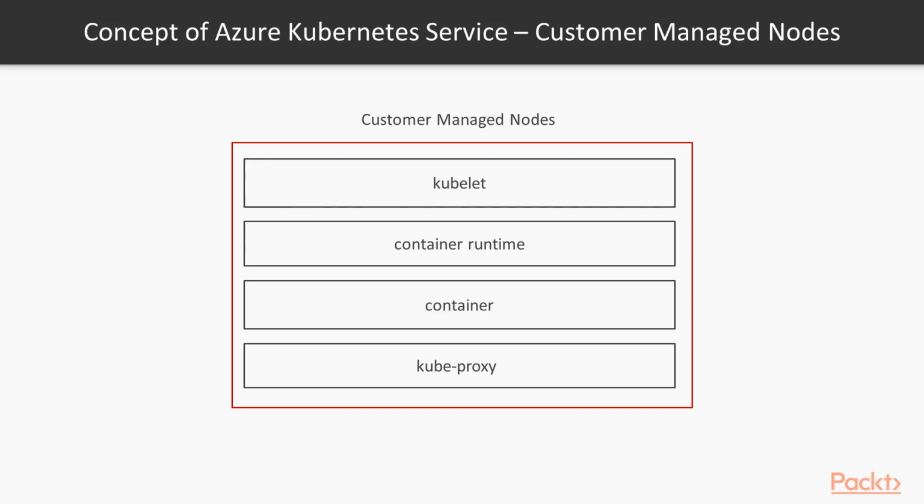Finally, the kube proxy. The virtual networking for the pods to connect to each other is handled by the kube proxy. The proxy routes network traffic and manages IP addressing for services and pods.